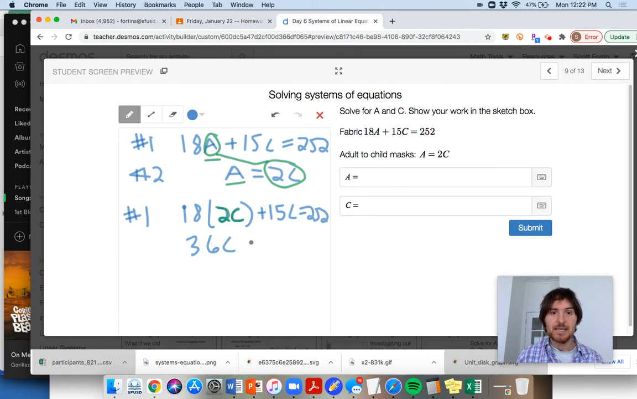So this is 36C plus 15C equals 252. Now I'm going to combine like terms. 36C plus 15C: we have 36 C's, we're adding another 15 C's, so you just do 36 plus 15. That's 51 C's total. 51C equals 252.